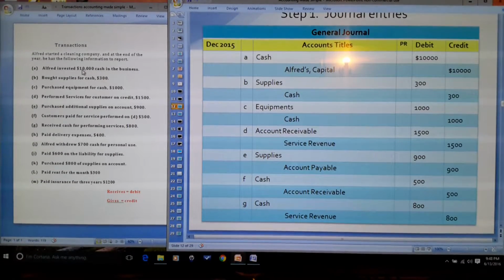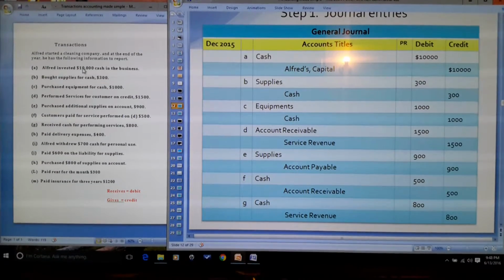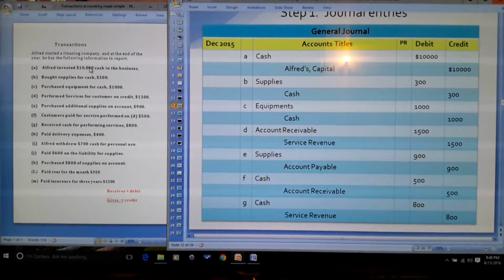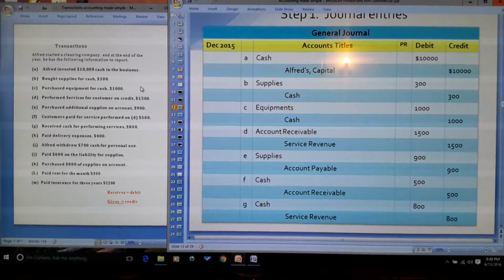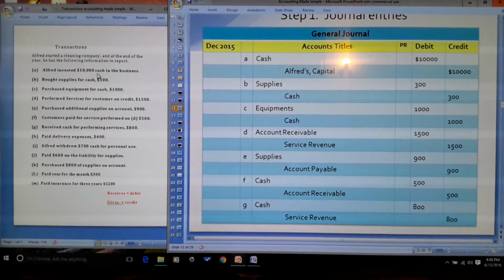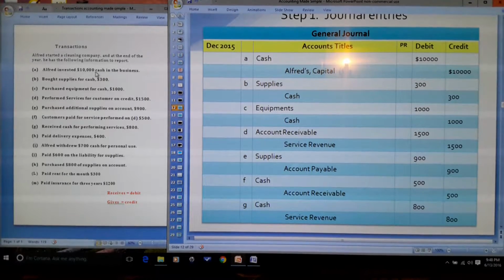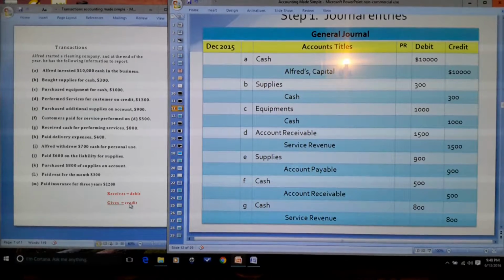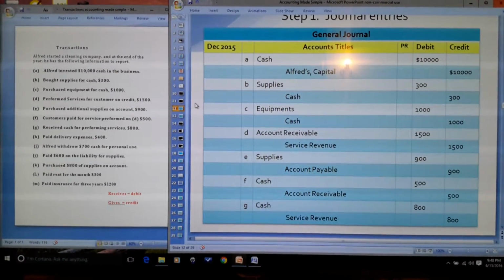And how was it started? With cash. Sometimes you can start your business with something else. Sometimes it could be machinery or any assets. You could start a business with that. Okay. So what do we do here? We determine the two accounts that are involved. And once you get the two accounts that are involved, you have to know which account receives and which account gives. And once you get those, then you start going for each of these transactions.